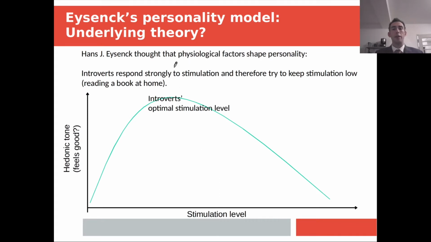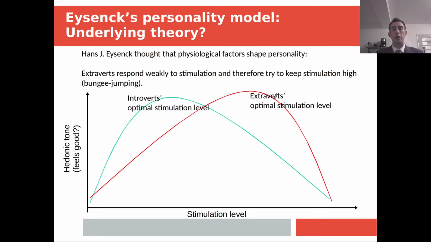And based on this model, he thought that this would shape your personality by trying to get sort of an optimal stimulation level in the relevant dimensions of stimuli. So for example, introverts would want a lower level of stimulation because they respond more strongly. They're more sensitive to stimulation. And so they try to keep stimulation low, and that gives them the optimal sort of feeling, like reading a book at home. Extroverts, on the other hand, are less sensitive to stimulation, so they need more stimulation to get the same feeling of good feeling, right? And so they want to go, for example, bungee jumping, an extreme example.